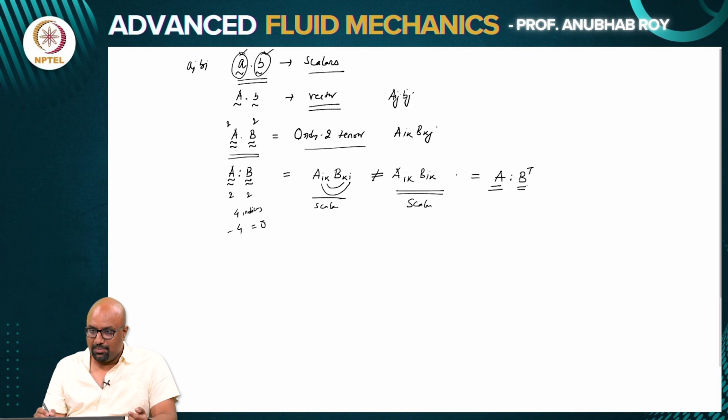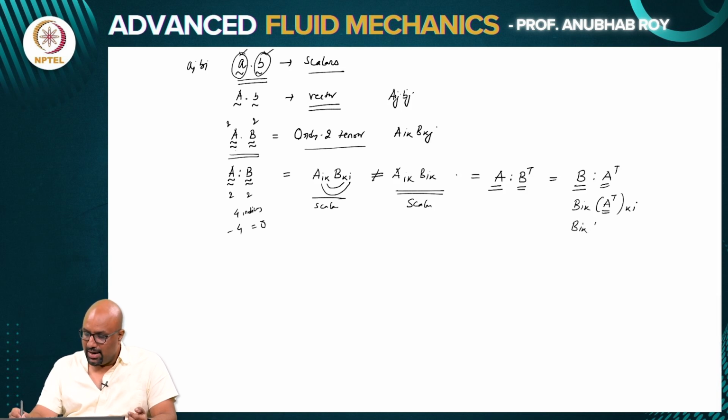Okay. So, this is something important that you need to actually understand, or you could write this as B, sorry, B double dotted with A transpose, because this would be B_ik and then A transpose_ki, which is B_ik A_ik. So, they are different.